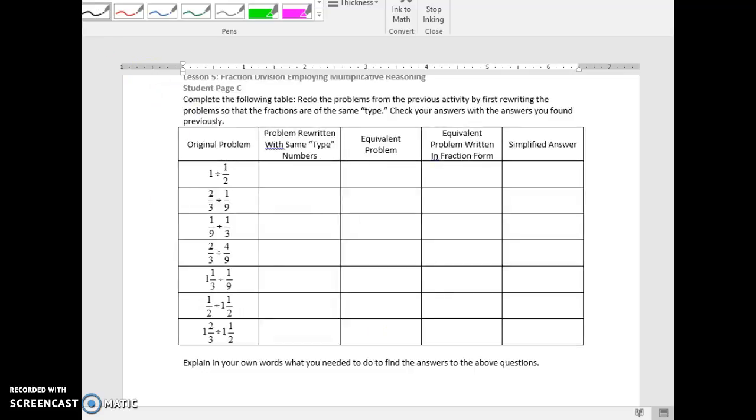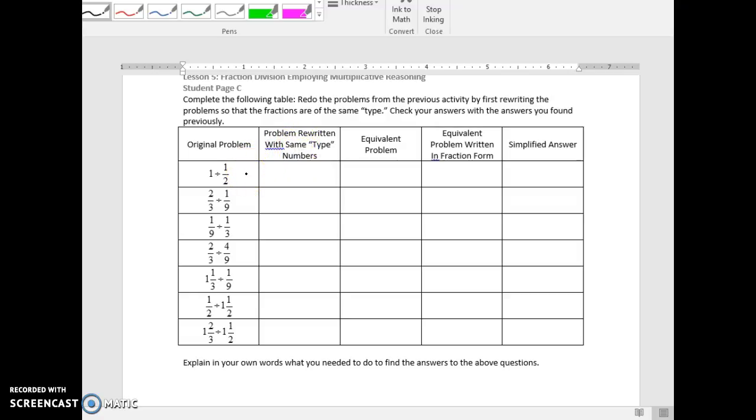Next, let's examine fraction division using this table and also the Cuisenaire rods. The first thing is to complete the following table by redoing the problems from the previous activity. From the previous lesson, you may have struggled a little trying to figure out how those Cuisenaire rods would divide into each other, or what that representation was. So here's another idea. When we get to our simplified answer, you can also check your answers from before. What we want to do is get the fractions to be the same type. So the first column is to rewrite the problems using the same type.